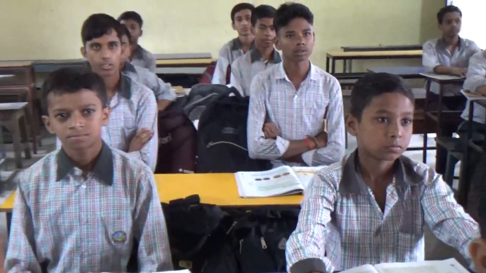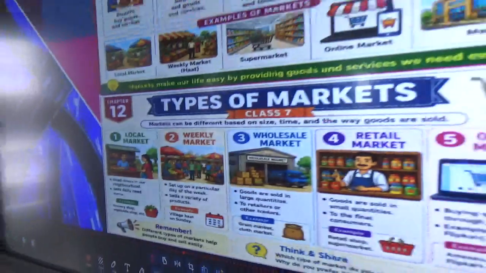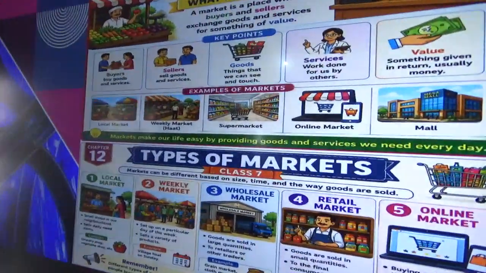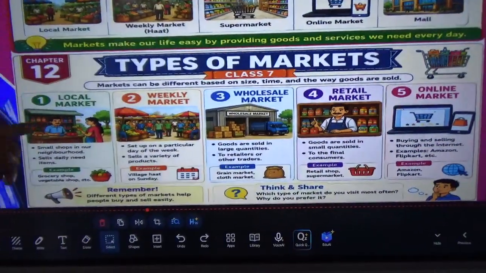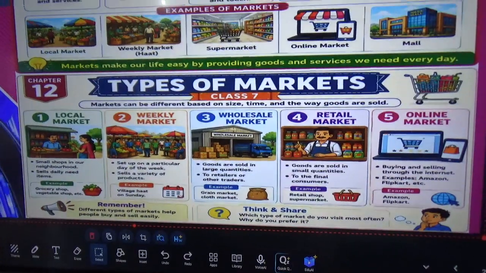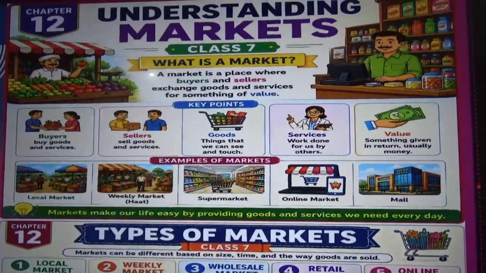Second is the weekly market. Weekly market means what? It is set up once a week, on a particular day of the week. Like, see this, the weekly market, the sales of a variety of products in the week.